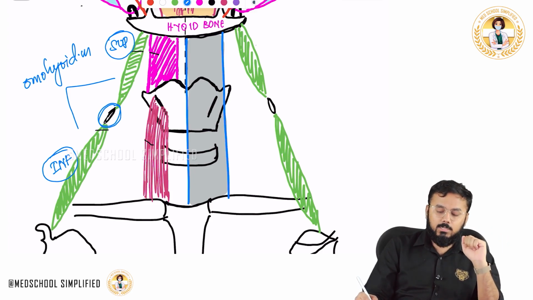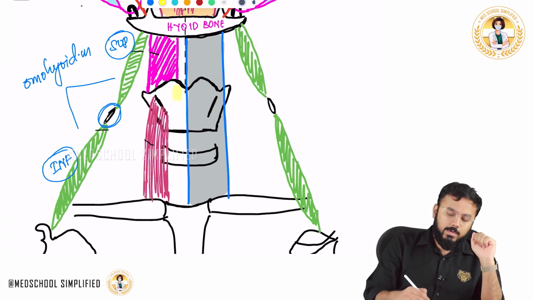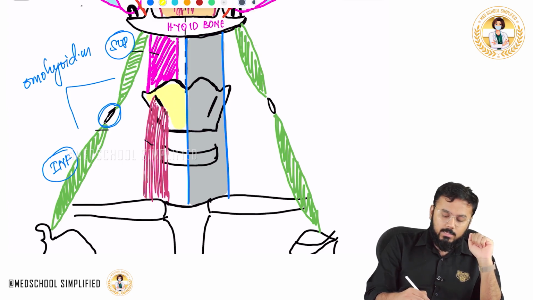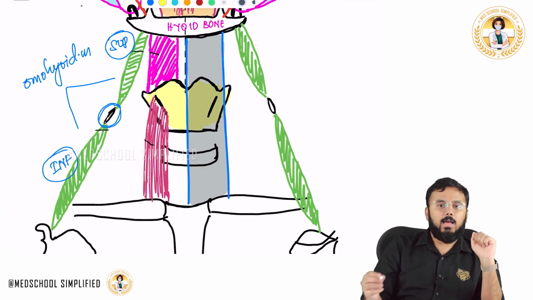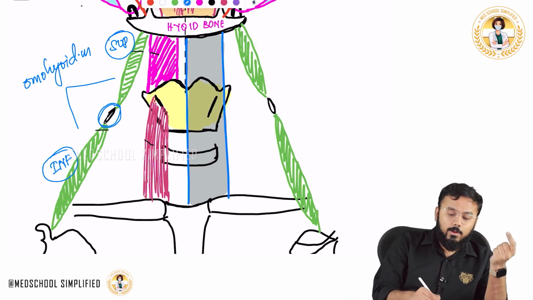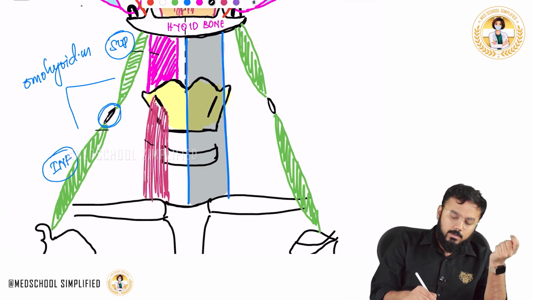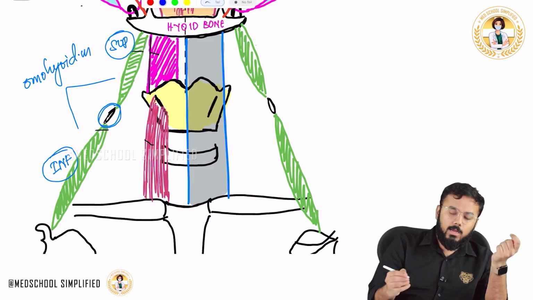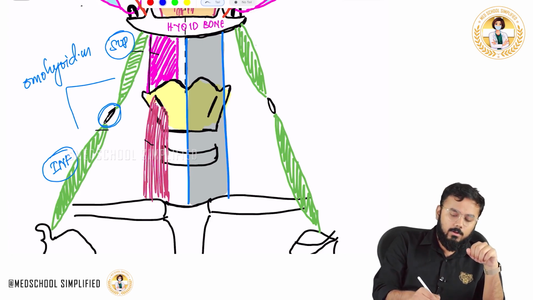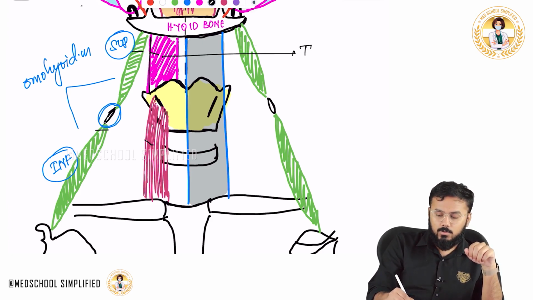Okay. Next, you can look at one more important muscle here. This muscle runs all the way from the thyroid to the hyoid. This is called the thyrohyoid muscle. You see this particular muscle from the thyroid to the hyoid, that is why you call it the thyrohyoid muscle.